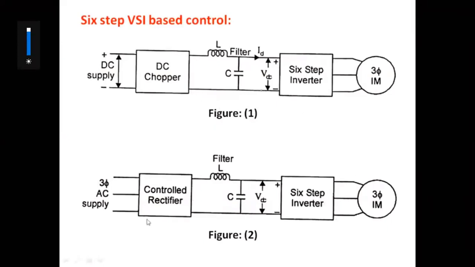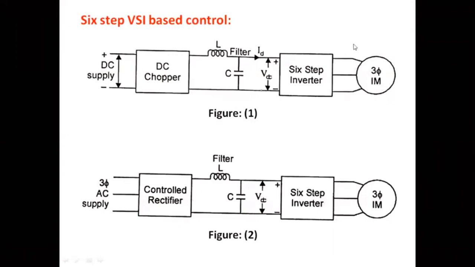Now we have two things here. Sometimes I may have a DC supply available, sometimes I may have an AC supply available. What happens if the DC supply is available? What happens if the AC supply is available? How is the circuit scheme going to be modified? We'll see this.